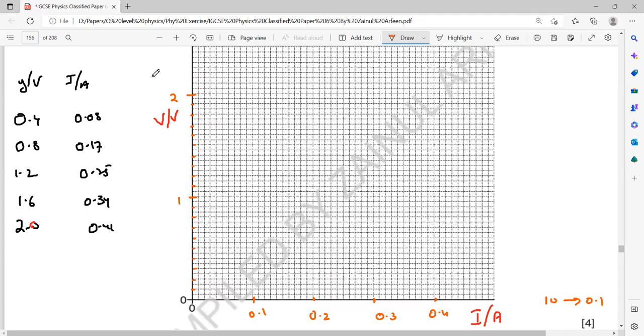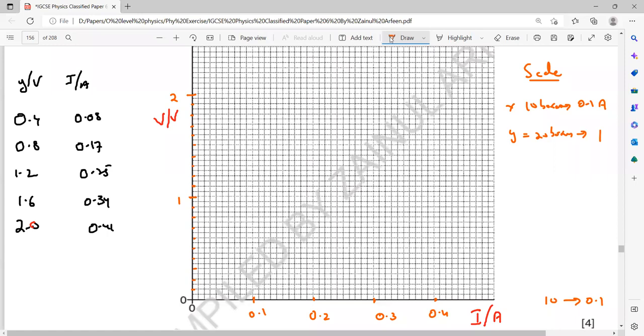On the y-axis, you don't have to mention the scale, but if you mention it, it's fine. You can mention here the scale which you selected: 10 boxes equals to 0.1 on the x-axis, and on the y-axis 20 boxes equals to 1. Or you can mention it for one box as well. I can even say one box equals to 0.1, or two boxes equals to 0.1.